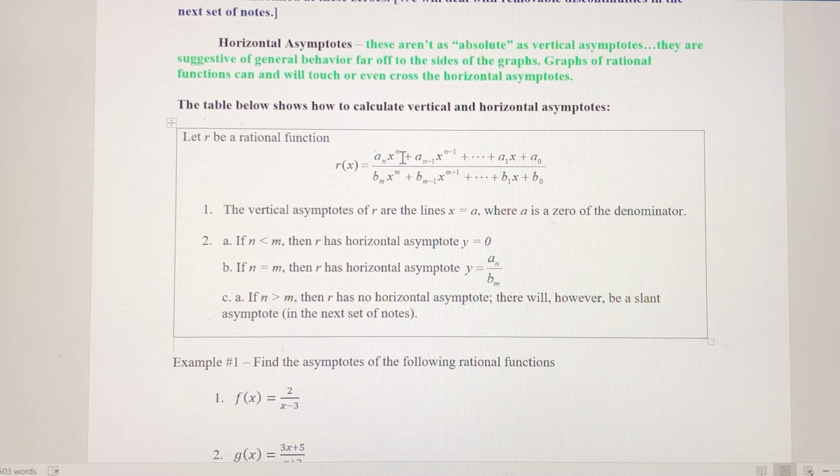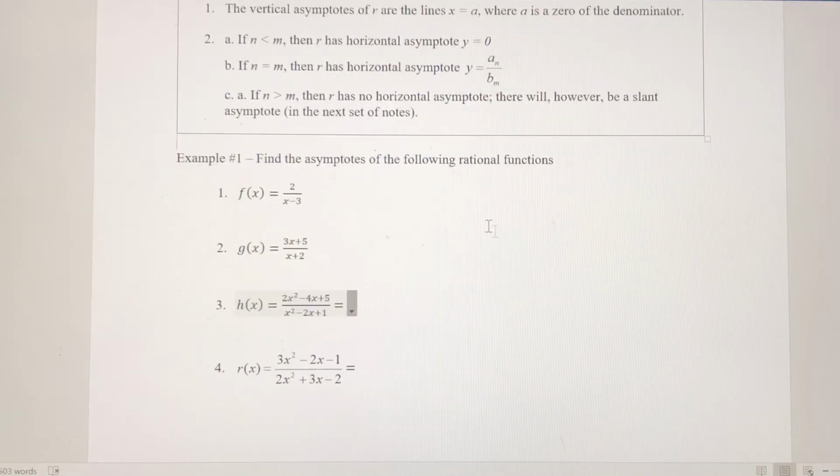If the degree of the numerator is greater than the degree of the denominator, we're not going to have a horizontal asymptote. There will be no horizontal asymptote. There will, however, be a slant asymptote, and we'll cover that in notes that happen later on. So let's do these four examples here.